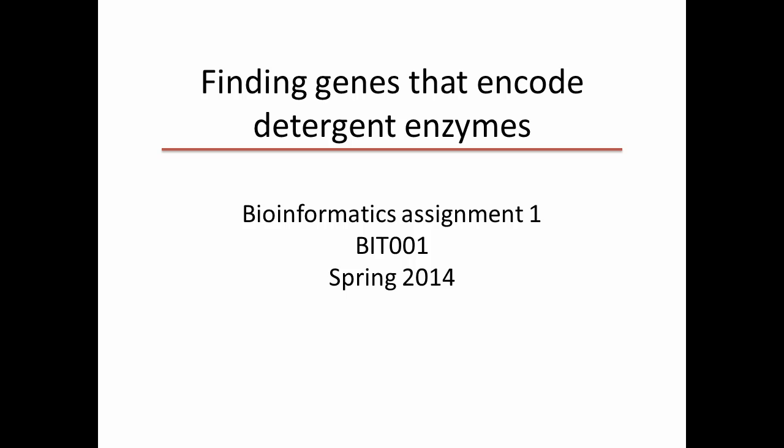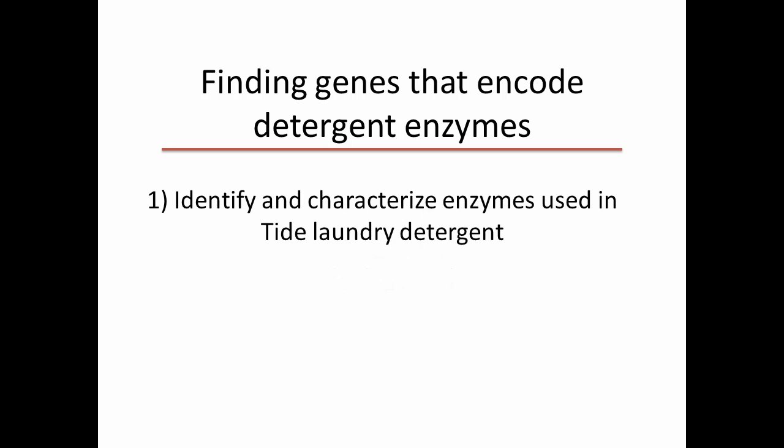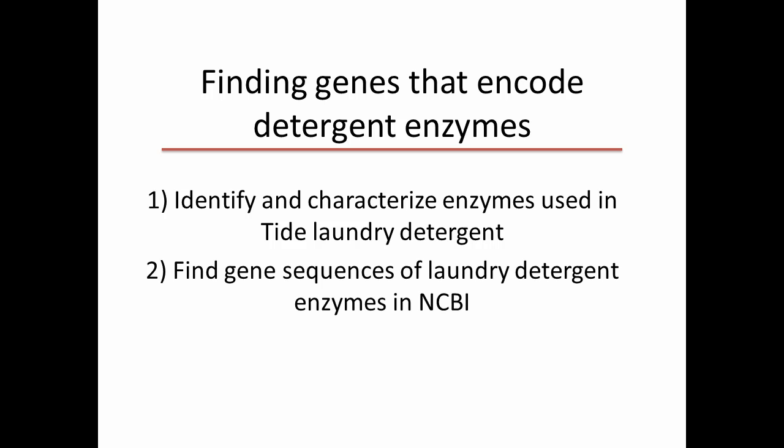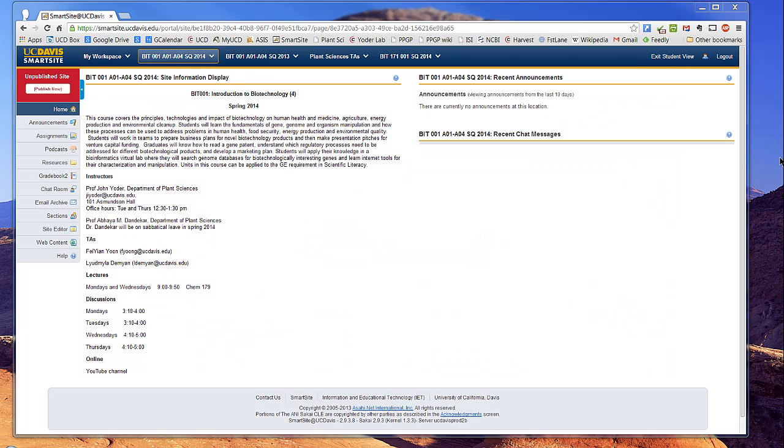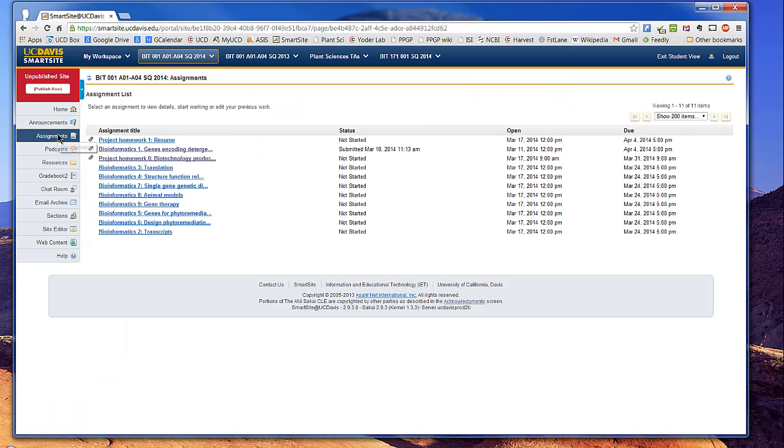The objectives of this assignment are to identify and characterize enzymes that are used in Tide laundry detergent, find gene sequences of laundry detergent enzymes using NCBI, and distinguish genes and genomes using a genome browser. From the Class Smart site, you'll find all the bioinformatics assignments under the Assignments link.